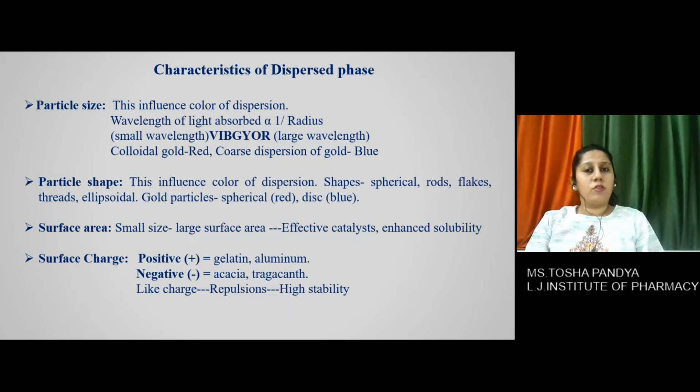Surface area, smaller the size, larger the surface area, and hence it helps them to be an effective catalyst and to enhance the solubility. Surface charge is also one of the characteristics of the dispersed phase. Positively charged, example gelatin, albumin; negatively charged colloids, example acacia, tragacanth, and this charge helps them for stability. If they have like charge, it will induce repulsions and aid in stability of the whole dispersion.